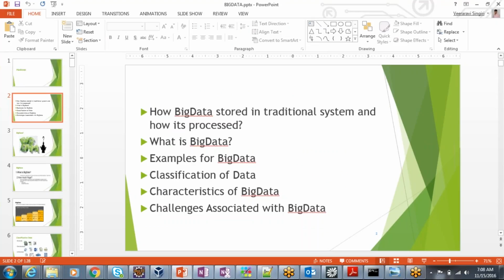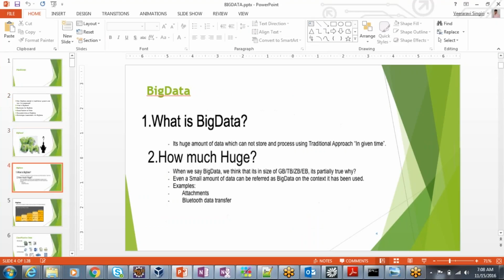So what is big data? Big data is a huge amount of data which cannot be stored and processed using the traditional approach in a given time or efficiently.